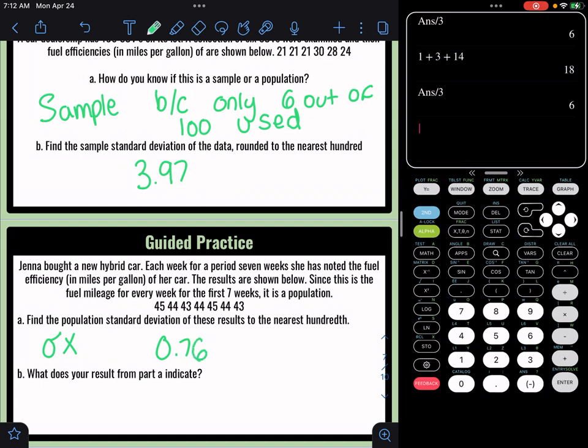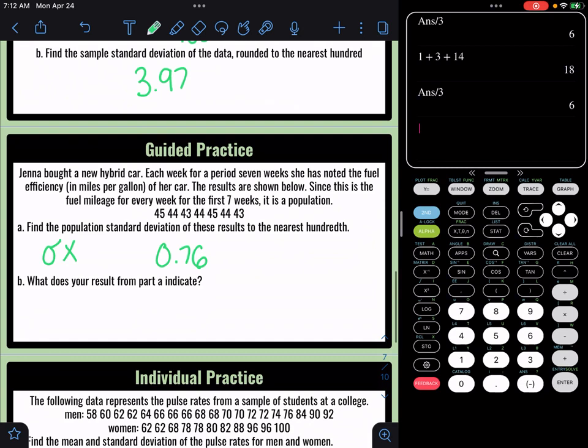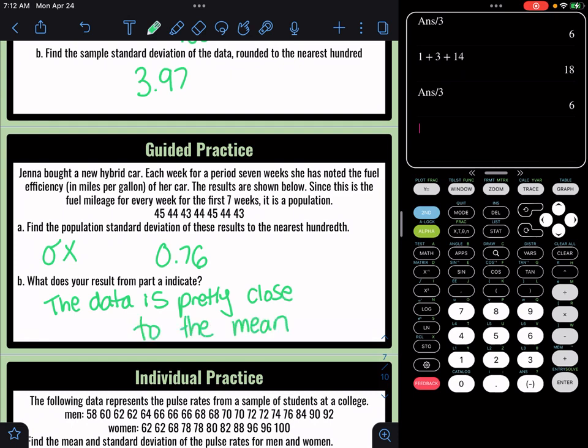Alright, and what does the result from part A indicate? So what does this result indicate? That the data is pretty close to the mean. We're not that varied. We're pretty close to the mean.